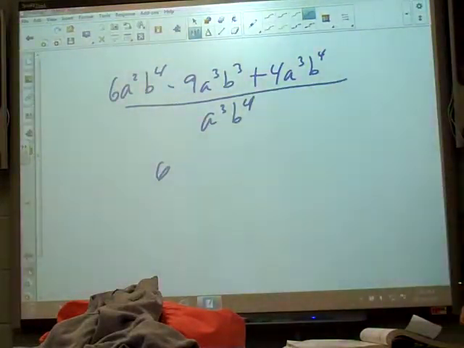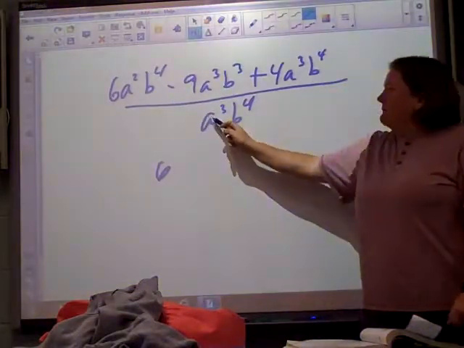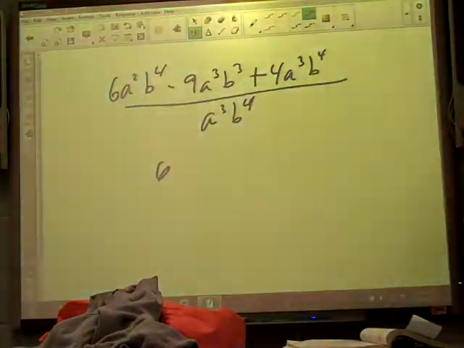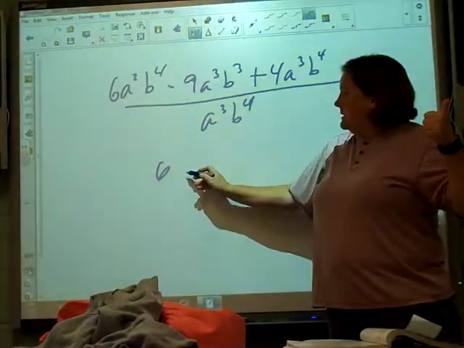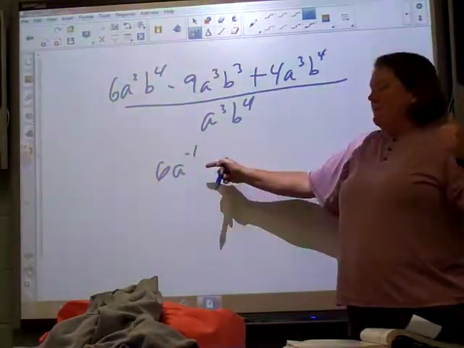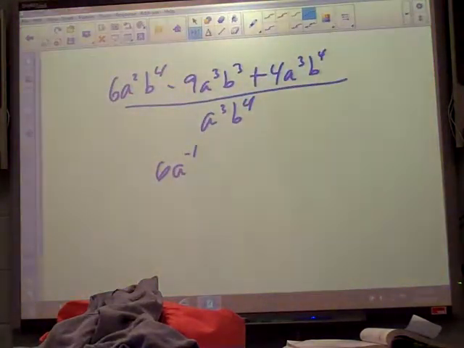Now here's where those power rules that we learned last week come into play. I got an a squared divided by an a cubed. What do you do with powers when it's division? Subtract. Good. So 2 minus 3? Negative 1. Now we know we can't leave a negative exponent, but we'll deal with that later. Just write it down for now and we'll fix it later.